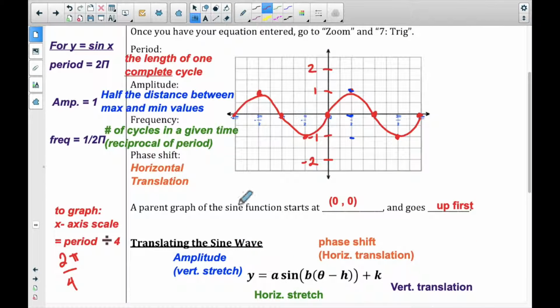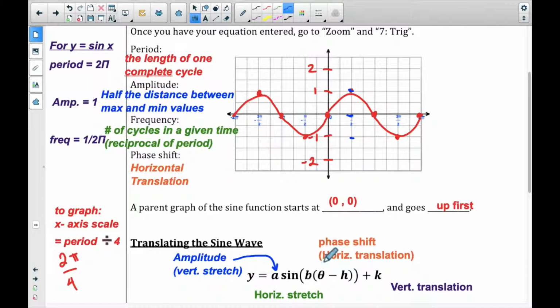Translating the wave. The number in front is always the vertical stretch. We now call that the amplitude. So this one has a sine. It was just a sine of theta. That means there's a 1 in front, so it went up 1. If this was 2 sine, it would go up to 2. If it was 3 sine, it would go up to 3, etc.